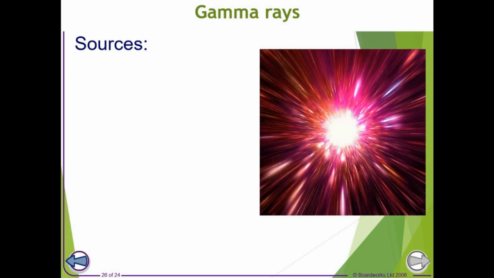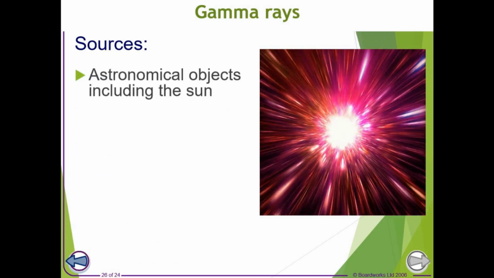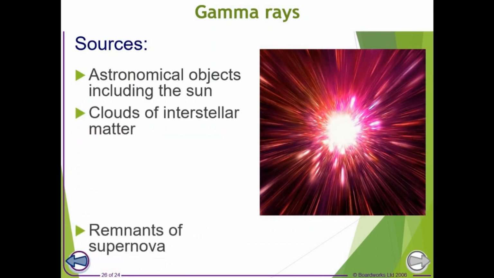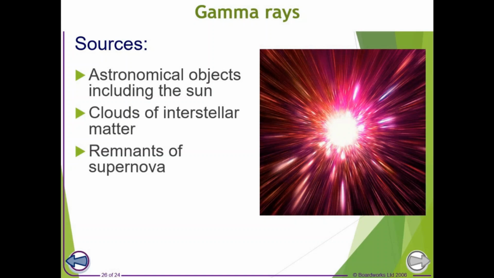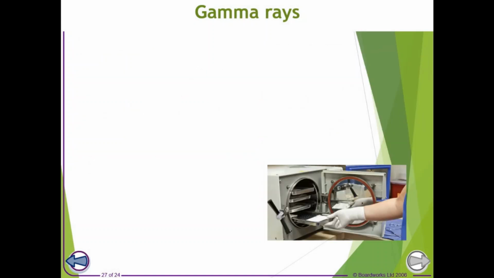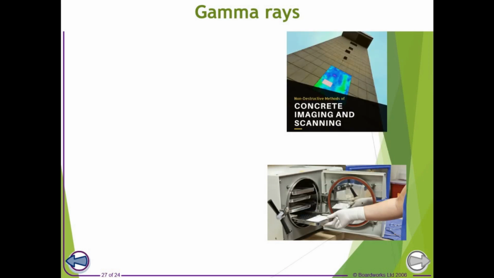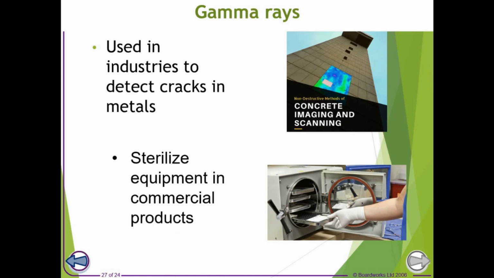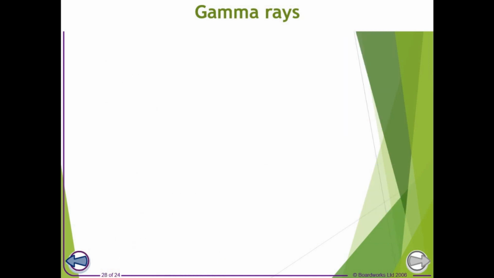Some of the sources are astronomical objects including the sun, clouds of interstellar matter, remnants of supernova. What are the uses of gamma rays? Gamma rays are used in industries to detect cracks in metals. Then, it is also used to sterilize equipment in commercial products.